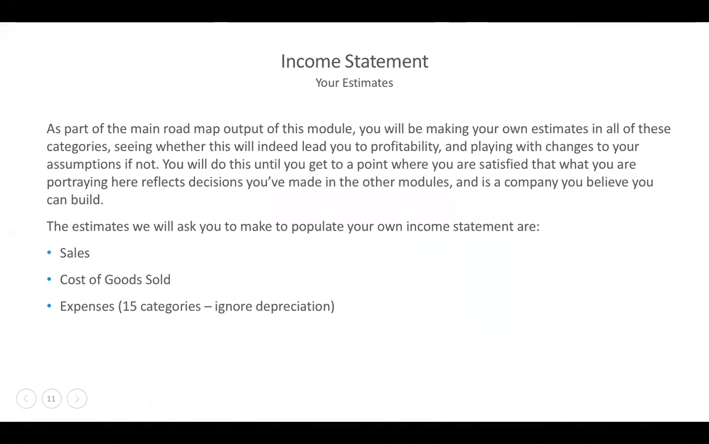So, we just introduced one component of the what-if analysis tool, the income statement, otherwise known as a profit and loss statement, and showed you how you can use the what-if analysis tool to explore key variables affecting the profitability of your enterprise.